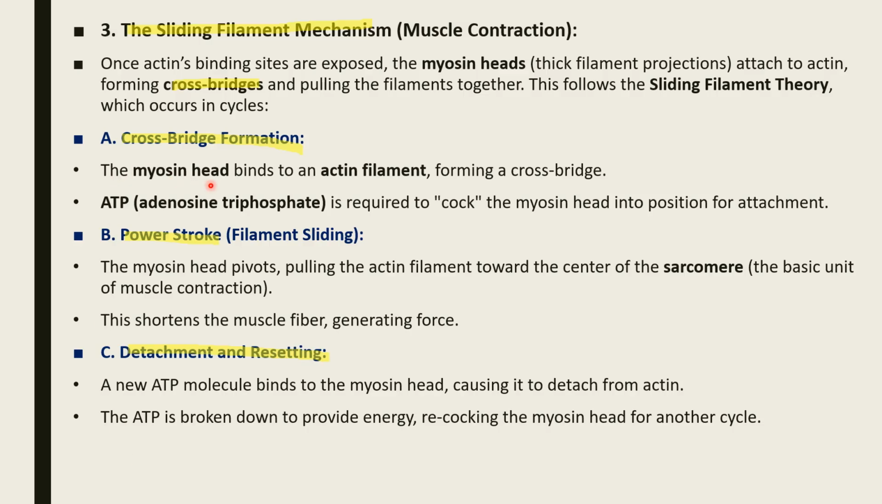The myosin head binds to an actin filament, forming a cross bridge. ATP, adenosine triphosphate, is required to cock the myosin head into position for attachment. Number B, power stroke. The myosin head pivots, pulling the actin filament towards the center of the sarcomere, the basic unit of muscle contraction. This shortens the muscle fiber, generating force. Detachment and resetting. A new ATP molecule binds to the myosin head, causing it to detach from the actin. The ATP is broken down to provide energy, recocking the myosin head for another cycle.